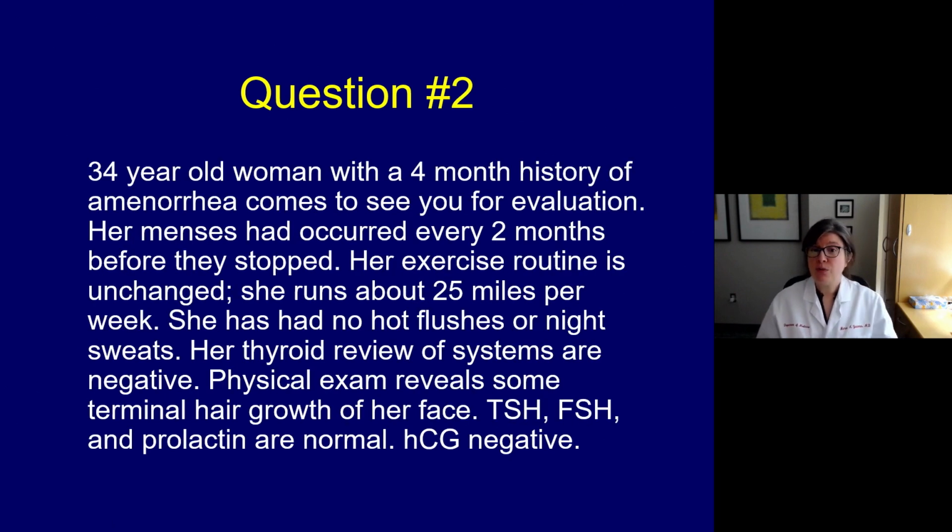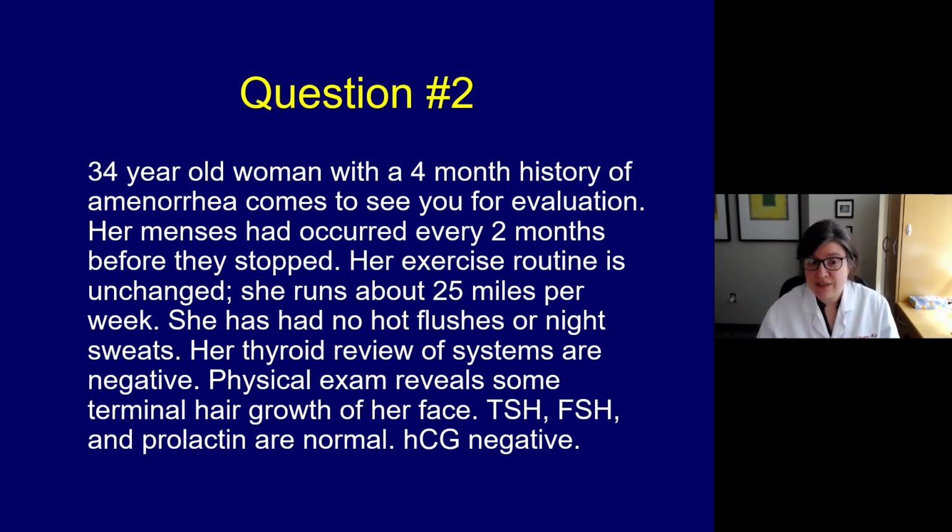We have a 34-year-old woman with a 4-month history of amenorrhea who comes to see you for evaluation. Her menses had occurred every 2 months before they stopped, and her exercise routine is unchanged. She runs about 25 miles a week. She has no hot flushes, no night sweats. Her thyroid review of systems is negative. Her physical exam reveals some terminal hair growth of her face.